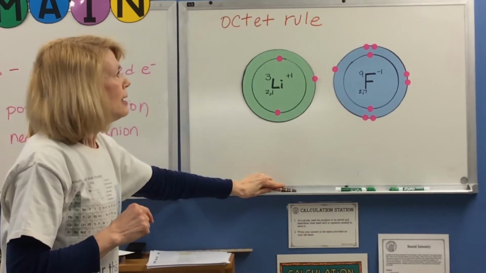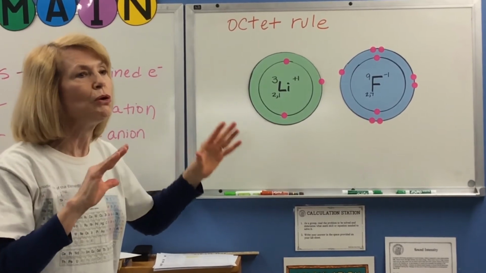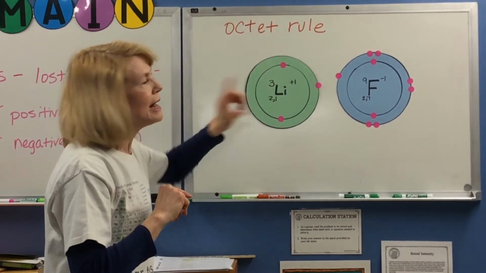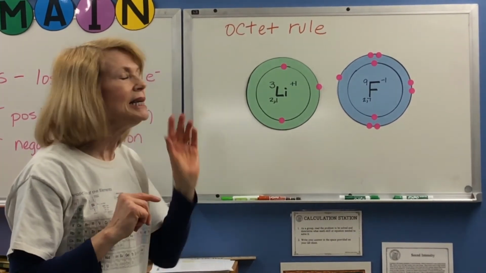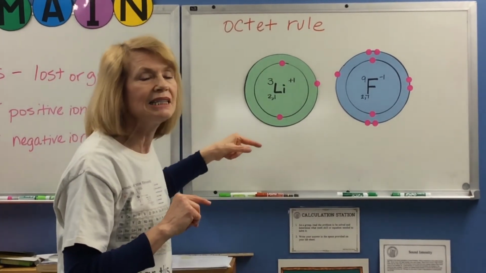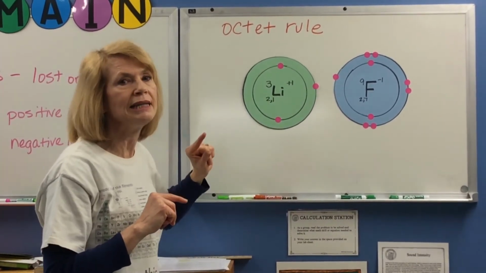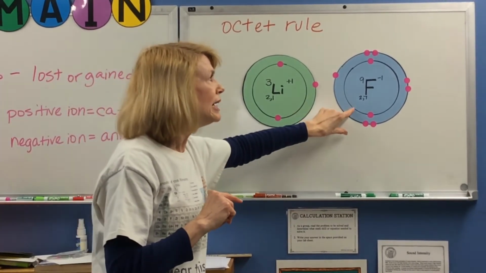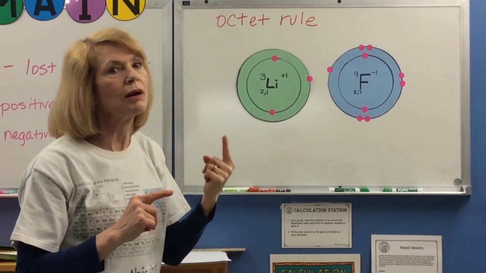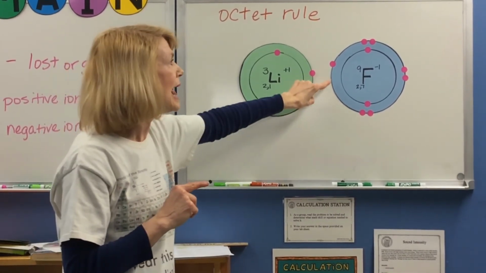Okay? So these atoms really want to have 8 electrons or a full outer shell. Lithium only has 1 electron in its outer shell. It's easier for lithium to get rid of that electron than it is for it to gain the 7 more electrons. It's easier for it to get rid of one than to gain 7. Fluorine has 7 electrons in its outer shell. It really wants 1 more electron to become stable. Okay? It needs an 8th electron.